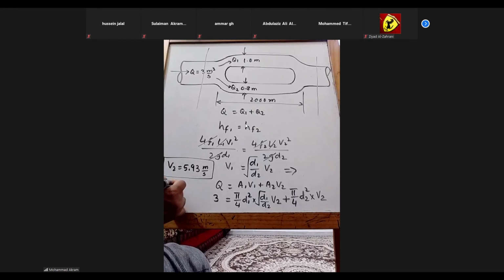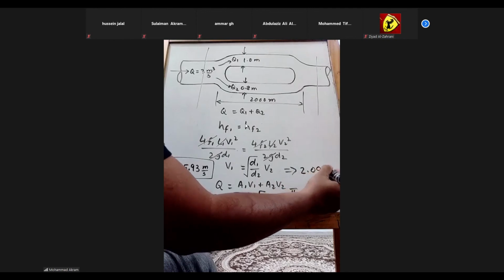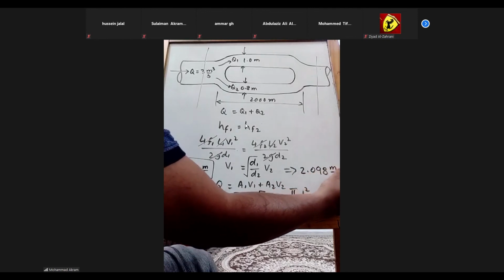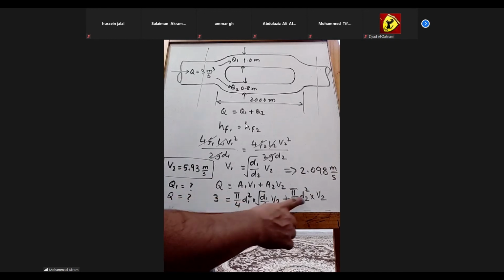Then you calculate Q1 separately and Q2 separately. For V1, I got 2.098. Everybody getting this? For V2 I got 2.22. I don't know what my mistake is. You have taken the squares.